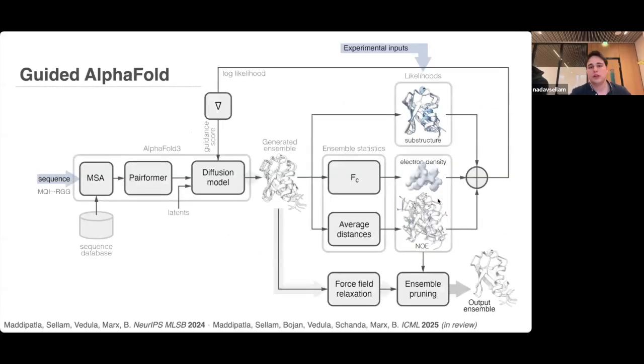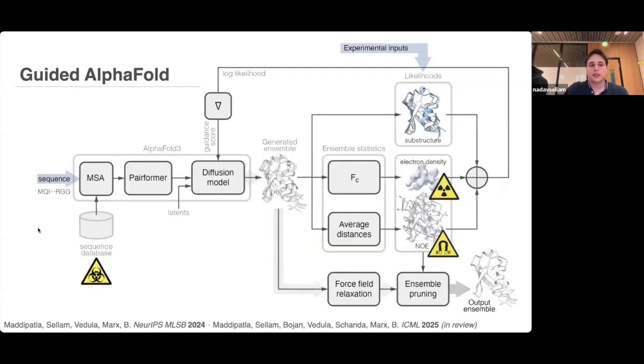So in summary, how does our entire pipeline look like? It starts with an amino acid sequence, and using AlphaFold, we can compute an ensemble of proteins. We can use the proposed forward models to compute the likelihood term over the samples and use the derivatives of these forward models to guide the diffusion process. We add the force field relaxation, or Amber force field relaxation, to correct slight bond length and angles as a post-processing stage. And we also add the use of a matching pursuit filtering scheme to find a small subset of the ensemble which fits best to the data.